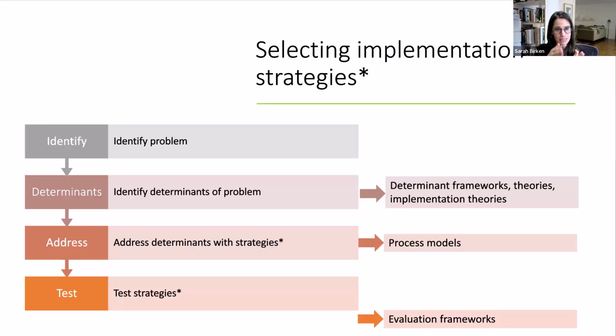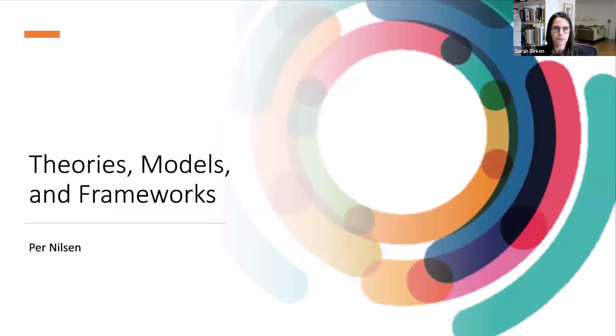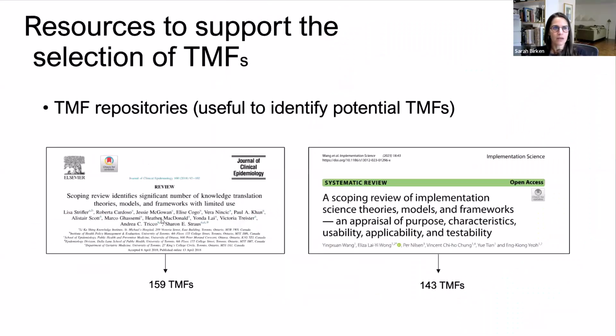Process models help us think through, okay, how are we going to get this to happen? And how do we think this is going to go? And having a plan for that. And then you can assess the extent to which those strategies worked using evaluation frameworks. So I'll go into a little bit more depth. These slides are directly from Pear. I might have modified them over the years, though.